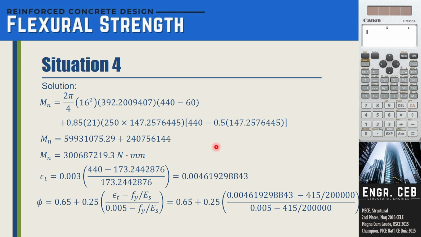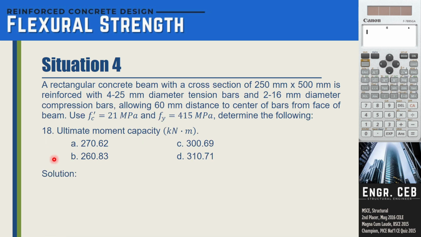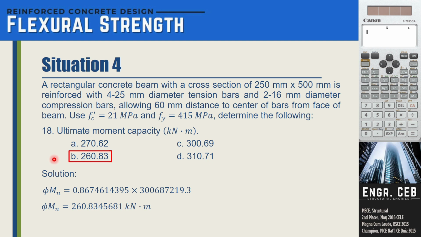Again, our section falls under the transition stage. Therefore, this is the formula of the reduction factor to be used. We have 0.65 plus 0.25 times (strain minus fy over Es) over (0.005 minus fy over Es). So the value of the reduction factor is 0.867. So therefore, we can now compute the ultimate moment capacity. We will just multiply this by the value of Mn, that is 260.83 kilonewton meter. And that is letter B.